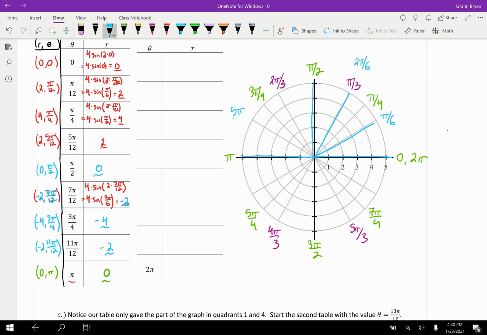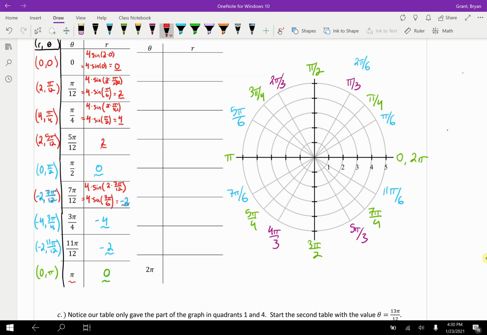5 pi over 6 can't reduce that, so that one ends up there, and so on and so forth. 6 pi over 6 can reduce. 7 pi over 6 can't reduce. 8 pi over 6, 9 pi over 6, 10 pi over 6, 11 pi over 6. Excellent, and then we're back to the beginning. Nifty. Let's get these graphed.